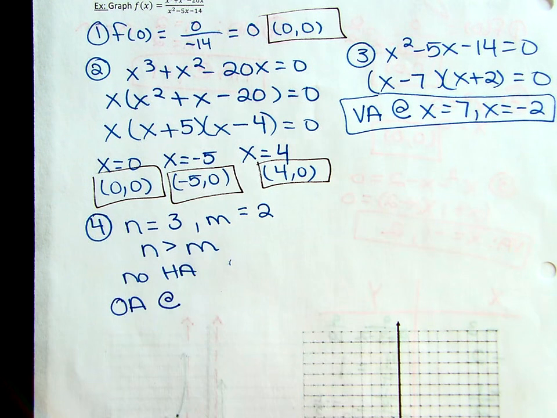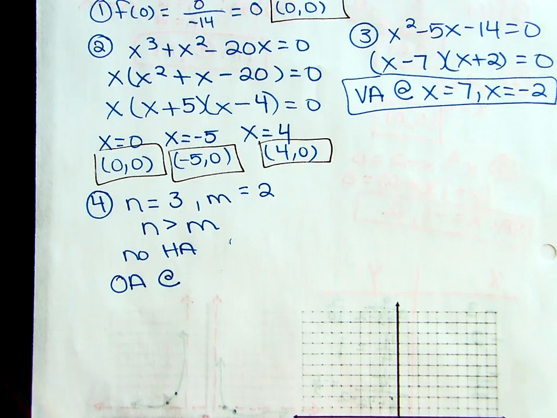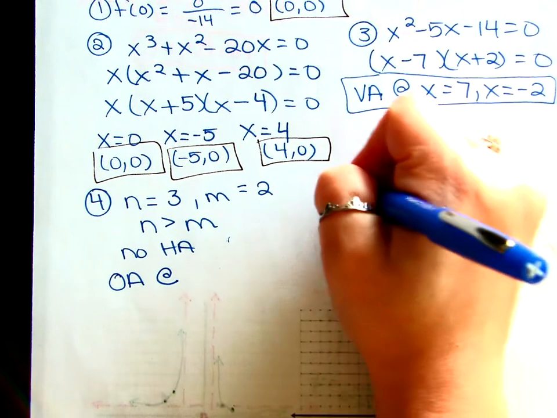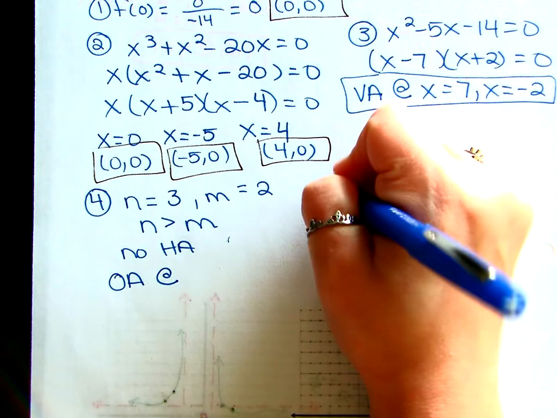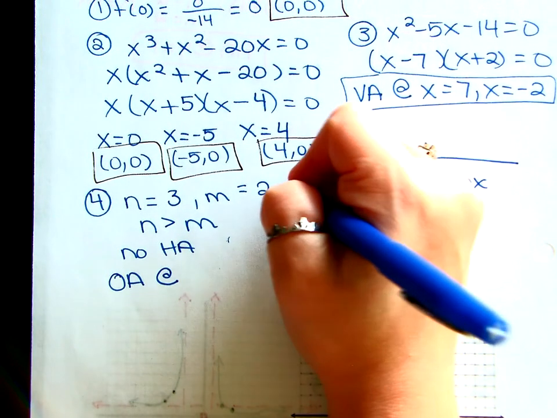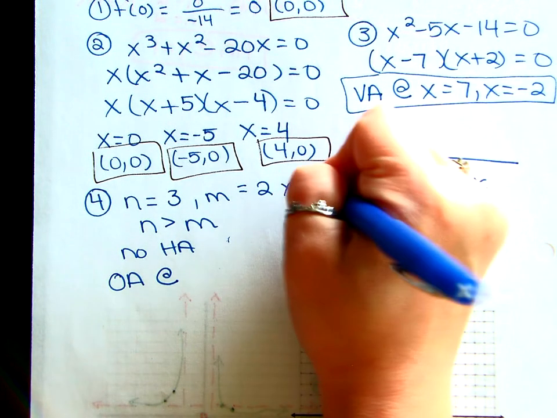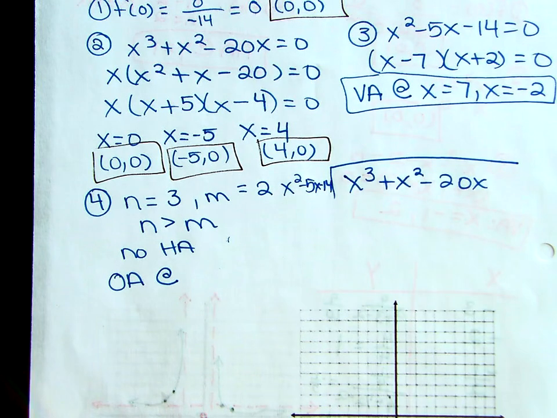Now we've got to figure out where. Because with oblique asymptotes, we are going to get a linear equation for our asymptote instead of just x equals or y equals a number. So here's how you figure out what these asymptotes are. You're doing long division. You're going to take your numerator, the x to the third plus x squared minus 20x, and divide it by your denominator, the x squared minus 5x minus 14. Whatever we get on top of our division bar is going to be the equation for our oblique asymptote.